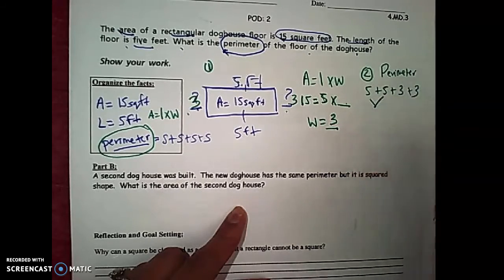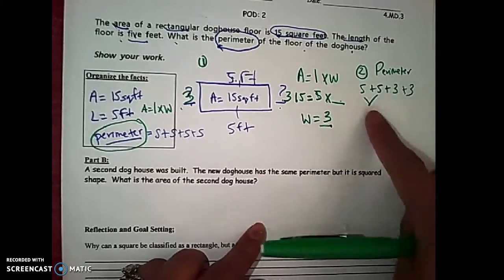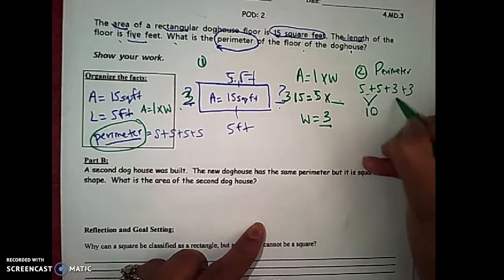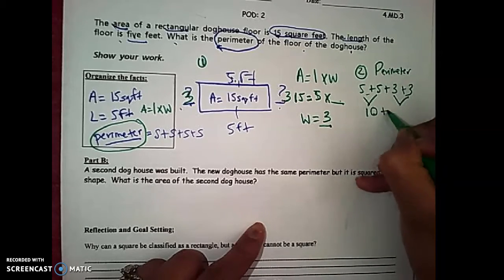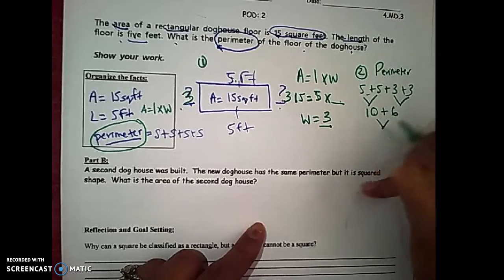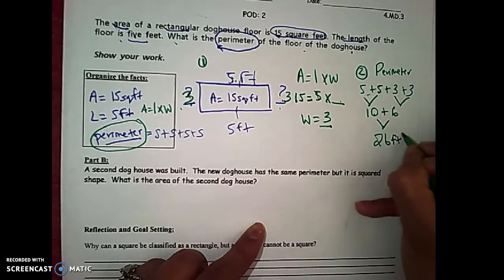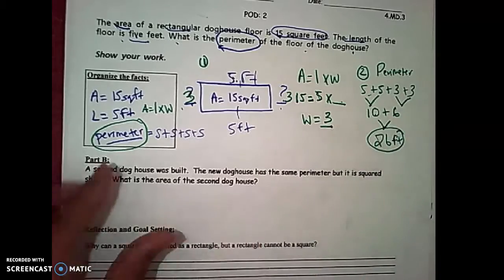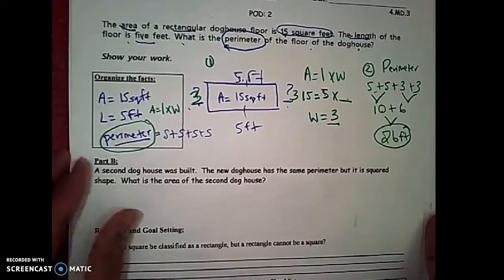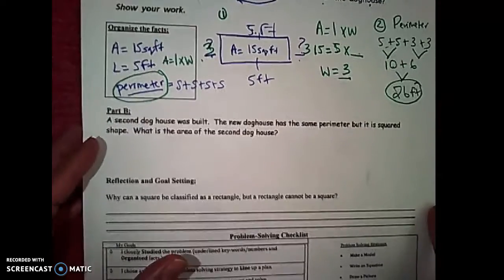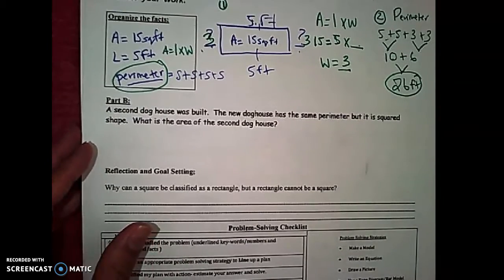I like to do this where I just match up the numbers and simplify this for myself. So 5 plus 5 is 10. 3 plus 3 is 6. When I add these two together, that would give me a perimeter of 26 feet. Okay? So pretty easy. Let's move on to the next question down here.